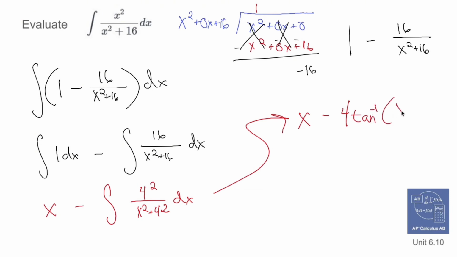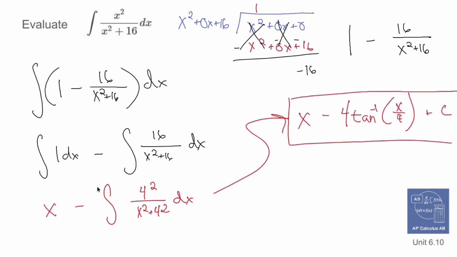So x is still there, minus 4 times the inverse tangent of x over 4. Now I can't forget that since this was indefinite, that arbitrary c is just lingering. But that's what you get with a problem like this. Inverse trig functions are tricky. This one forced us to do a little bit of polynomial long division, but we did it and we had fun.